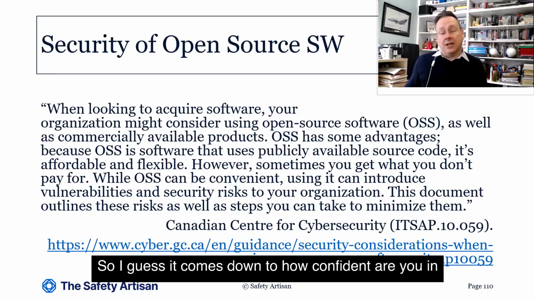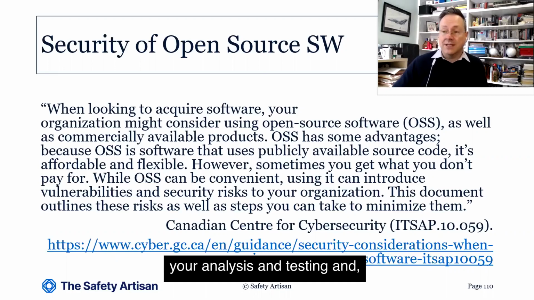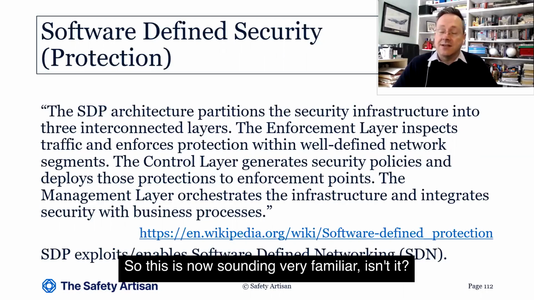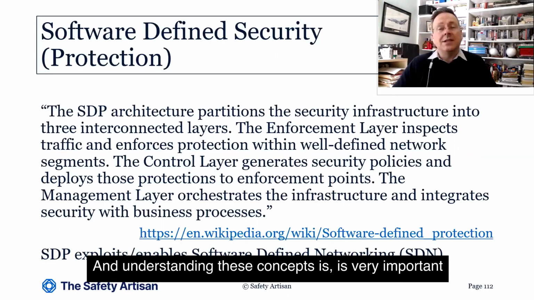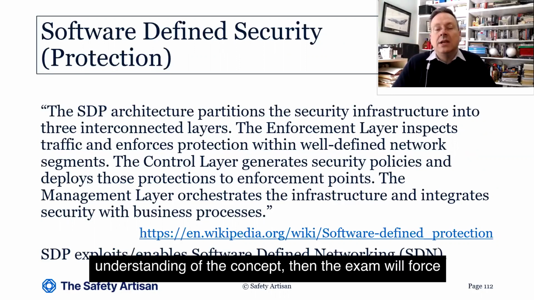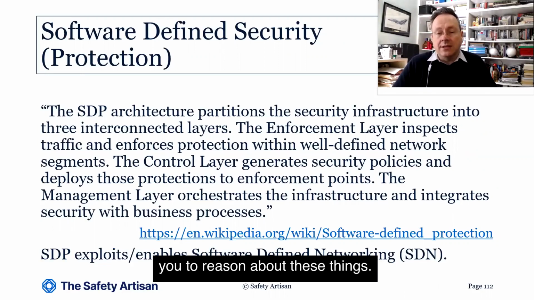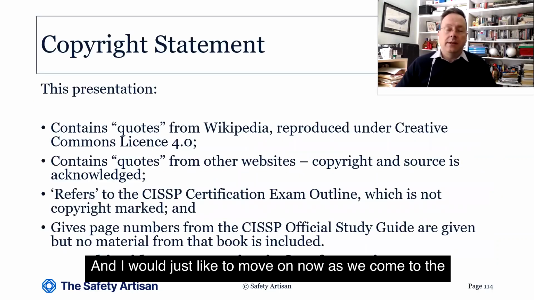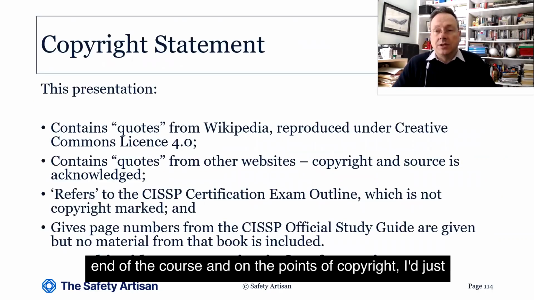So I guess it comes down to how confident are you in your analysis and testing and what you're using it for. So this is now sounding very familiar, isn't it? And understanding these concepts is very important for the exam, because if you've got a woolly understanding of the concept, then the exam will force you to reason about these things. And I would just like to move on now as we come to the end of the course.